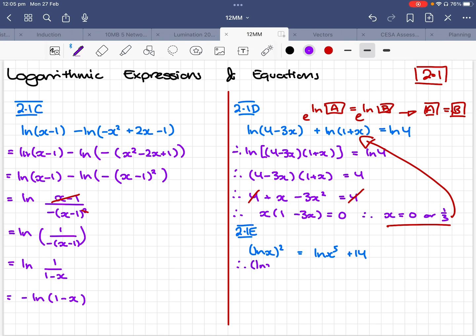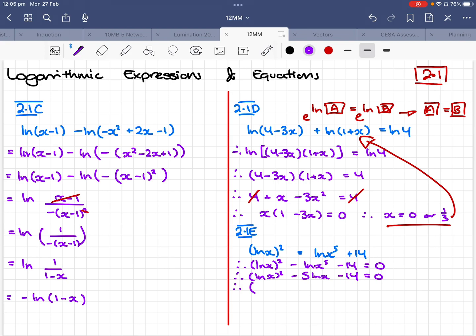So ln of x all squared minus ln of x to the power of 5 minus 14 is equal to 0. Everything's on the same side. Ln of x all squared minus 5 ln x minus 14 is equal to 0. Now this looks like a quadratic. We could very easily just write this as, instead of having ln x, like a capital X. That's really emphasizing the quadraticness here. We're going to leave it as ln of x because we can.